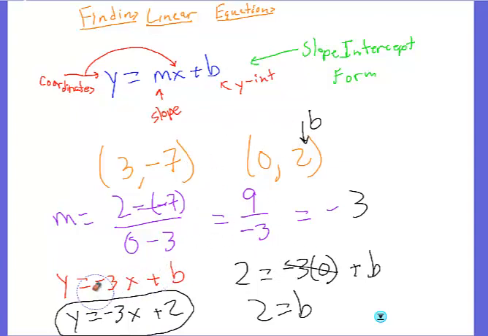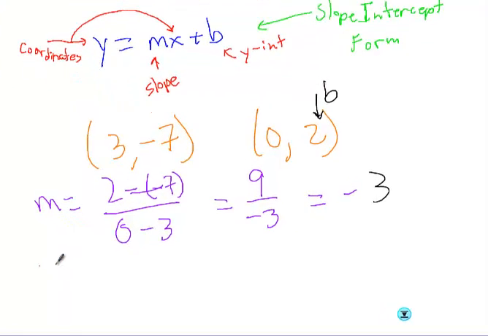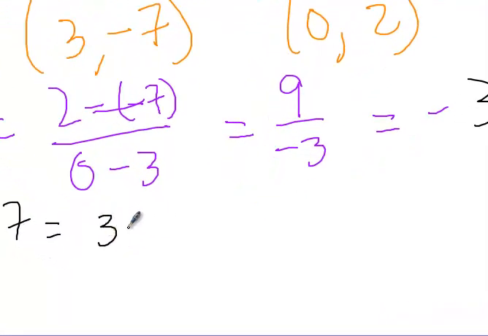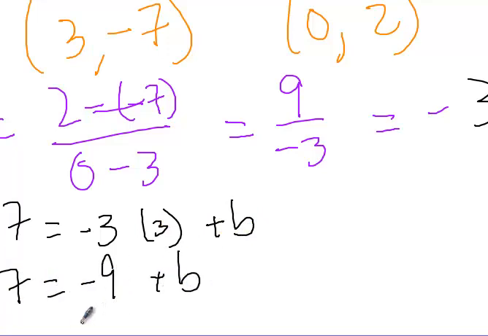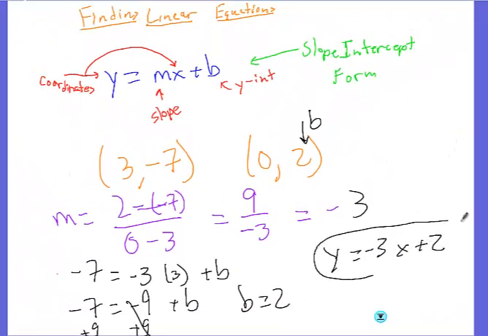What I want to do is the same problem, but instead of substituting (0, 2) in, I'll substitute in (3, -7). So it becomes -7 equals -3 times 3 plus b. You get -7 equals -9 plus b. Add 9, and you get b equals 2, so y equals -3x plus 2, which is the same thing we got when we substituted in the other point. That just shows that it doesn't matter which coordinate you substitute into the equation to find b. As long as you do your math right, you'll get the same answer.